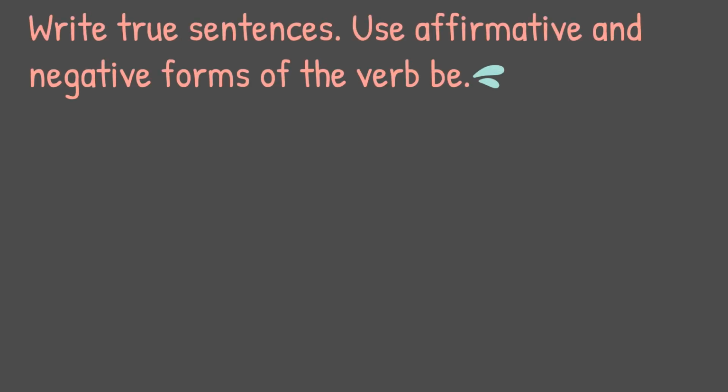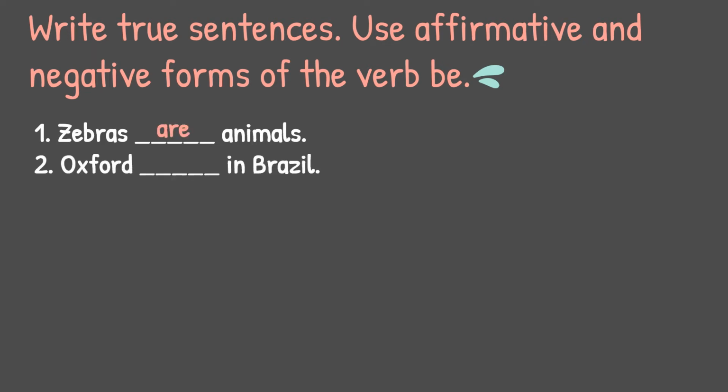Okay, let's answer these questions together. Number 1. Zebras, animals. What's the answer? Zebras is plural. So the answer is are. Zebras are animals. Number 2. Oxford in Brazil. The keyword here is Oxford. And Oxford is not in Brazil. So the answer is Oxford isn't in Brazil.